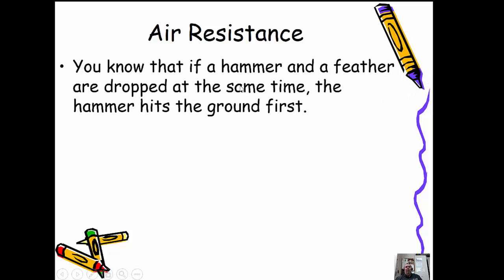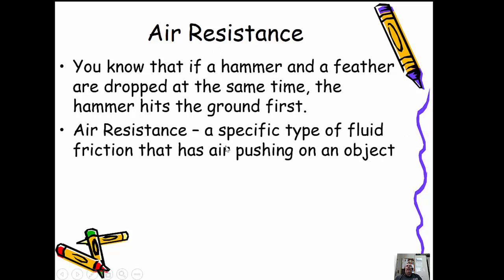You know that if you take a hammer and a feather and drop them at the same time, that hammer is going to hit first because, again, of air resistance. As we're dropping it, air is pushing back up. Hammer is heavier, feather is lighter. So that air resistance is going to affect the feather more than the hammer. On Earth, we deal with air resistance. On the moon is where we would have that free fall occurring. Air resistance is a specific type of fluid friction that has air pushing on an object.